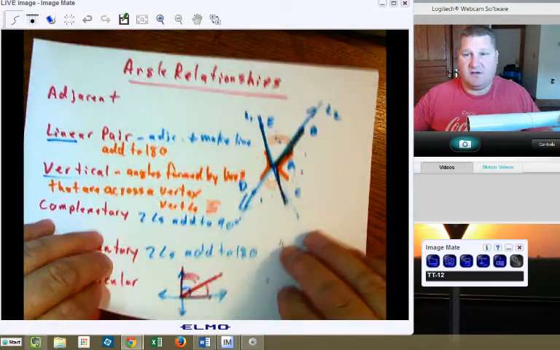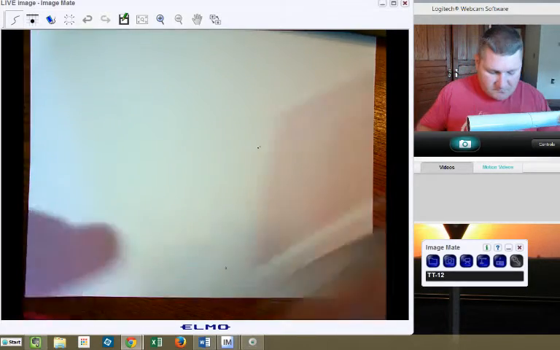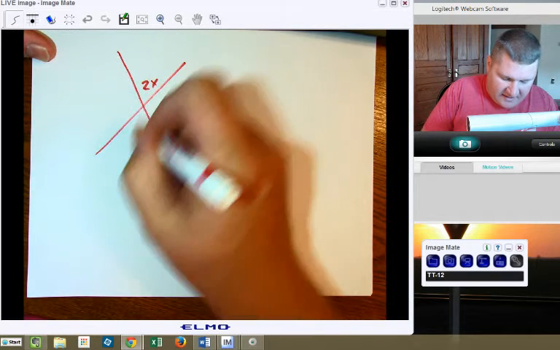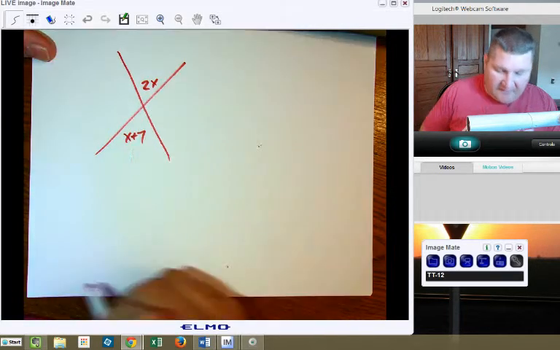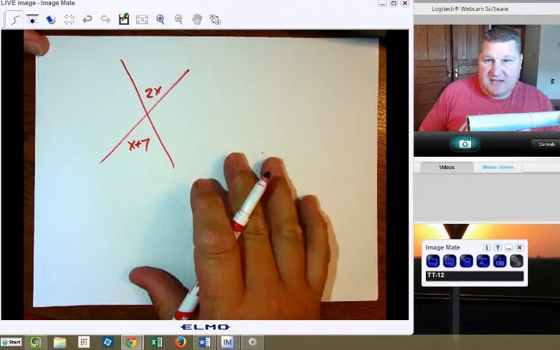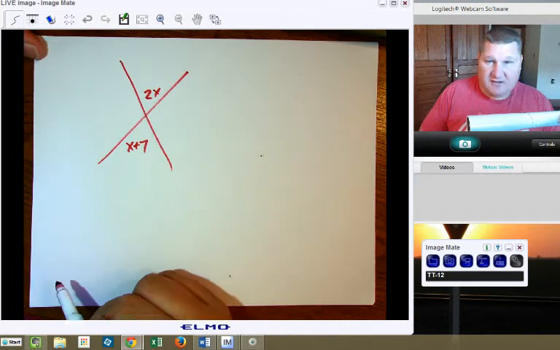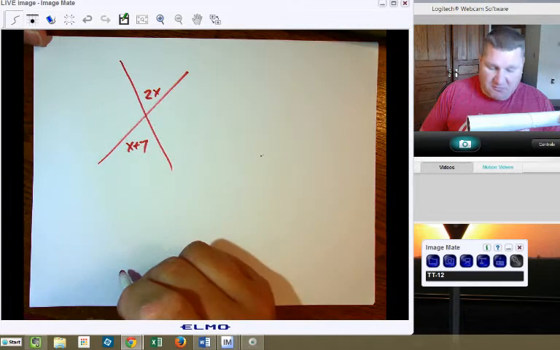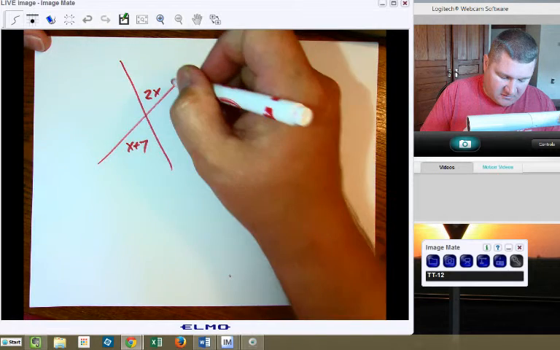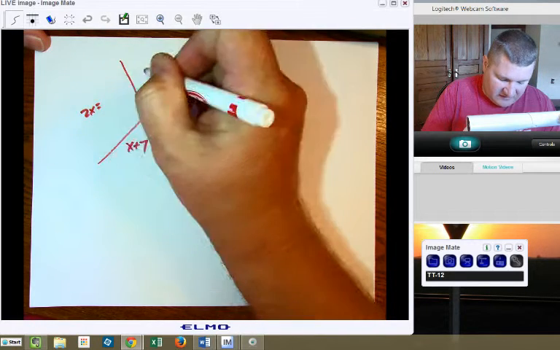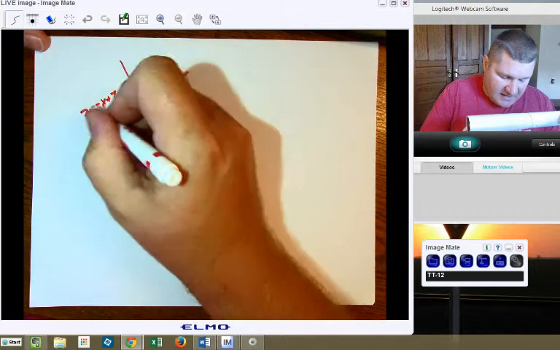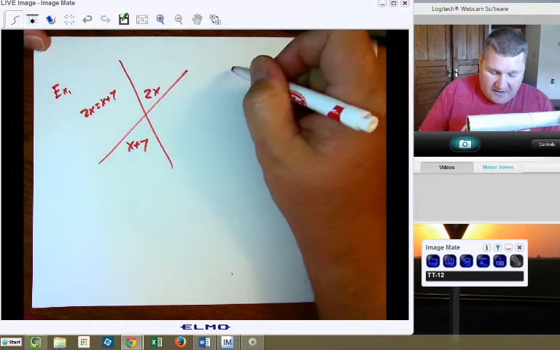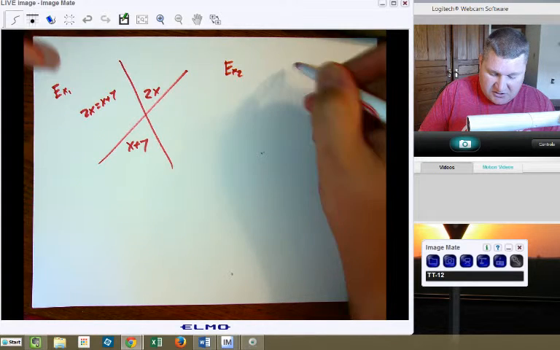One of the ways that we really put this to work is if I give you the following: 2x and x plus 7. That means that these two are what kind of angles? Vertical angles. So vertical angles must be congruent. So if I'm going to use vertical angles, I can say that 2x has to equal x plus 7. And now I can solve that for example number 1.